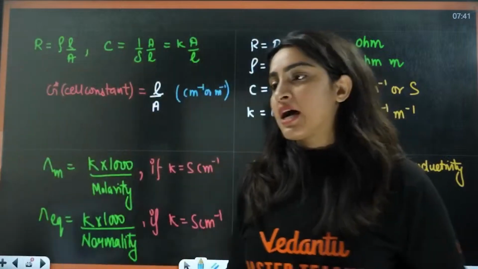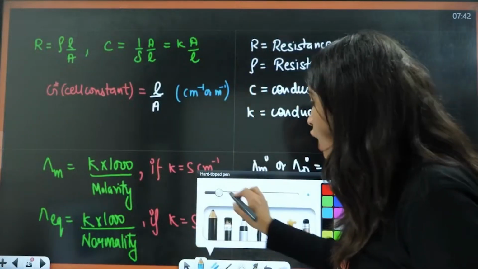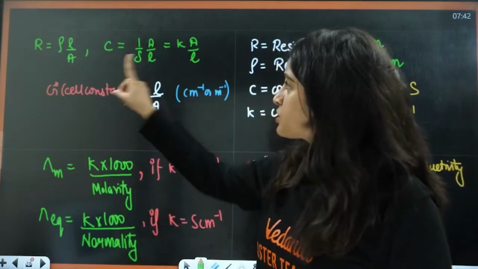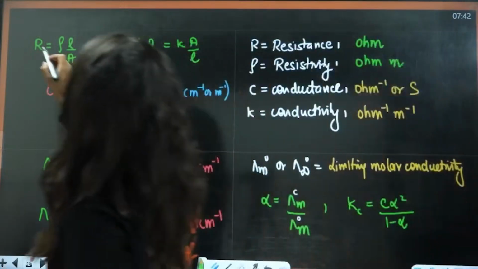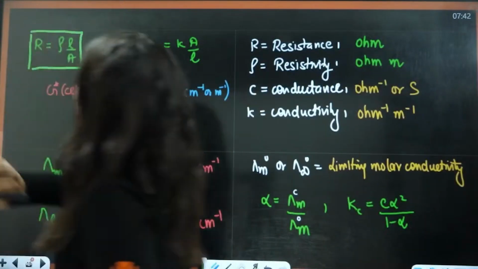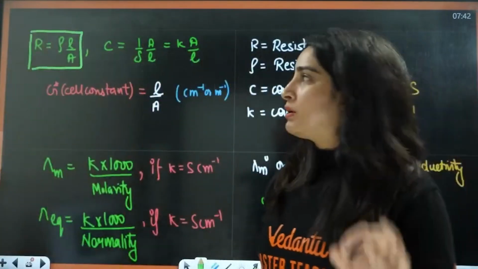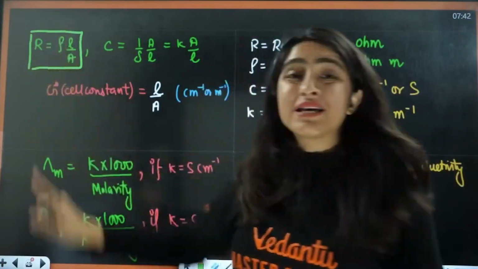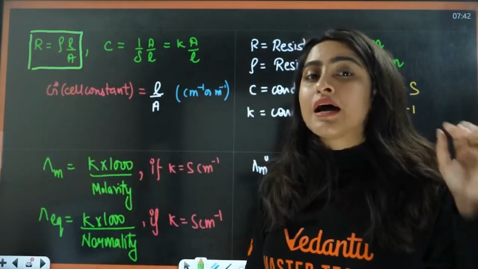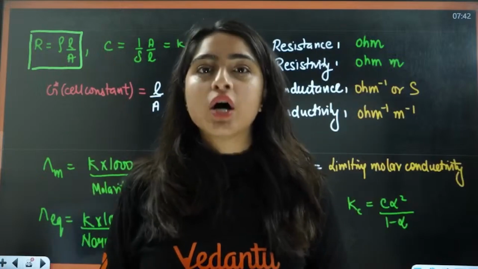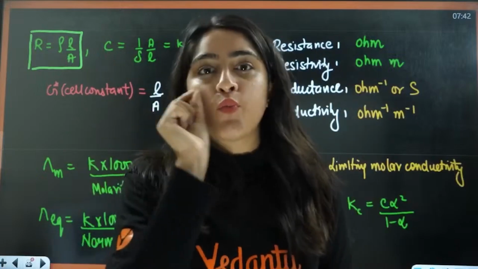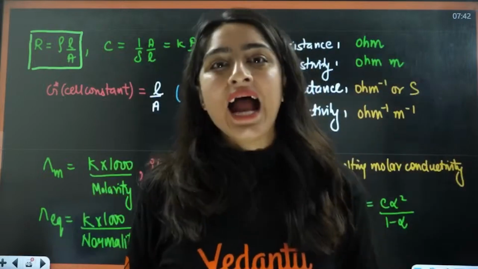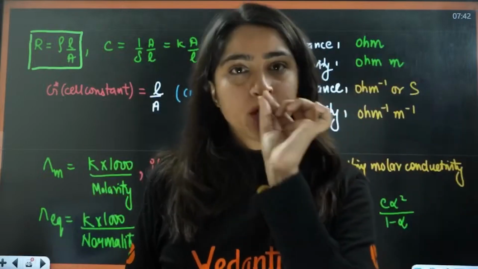See this very carefully. Now you have conductance related questions. For conductance, you just need to remember this particular formula, no other formula. R is equal to rho L by A. R is the resistance, rho is the resistivity. Resistance is for the whole mixture and resistivity is for one unit volume. Similarly, conductance is for the whole solution and conductivity is for one unit volume.